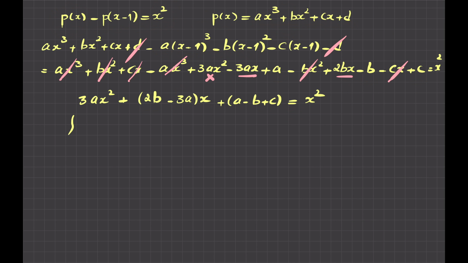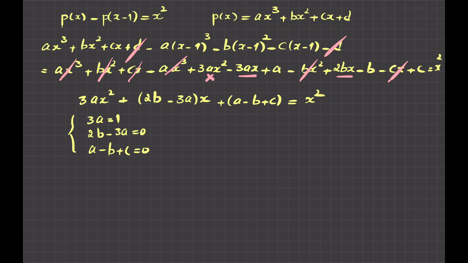So this gives me a system. The x squared coefficient on the left is 3a. The x squared coefficient on the right is 1. So 3a should be 1. And then the x coefficient is 2b minus 3a, but there is no x on the right. So this means 2b minus 3a should be 0, and the same is true for a minus b plus c. That should also be 0. So you see that there is no condition imposed on d, so d can be any arbitrary real number.